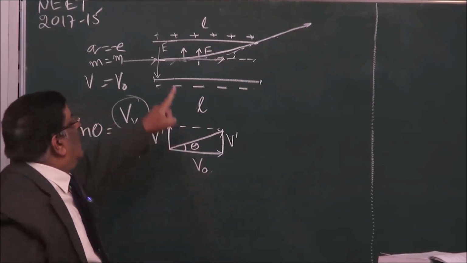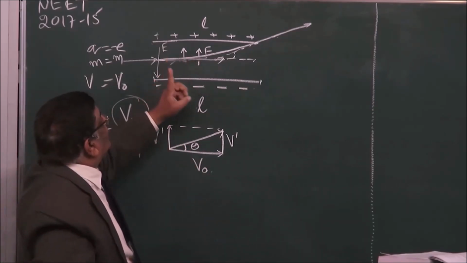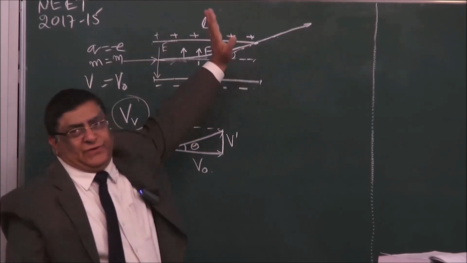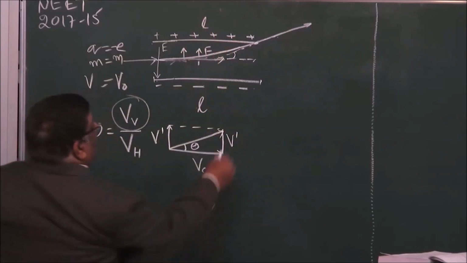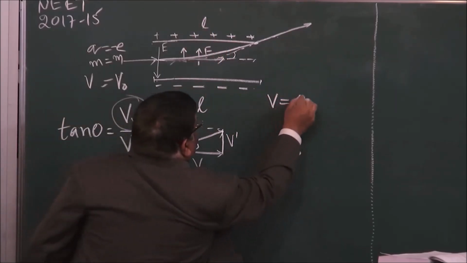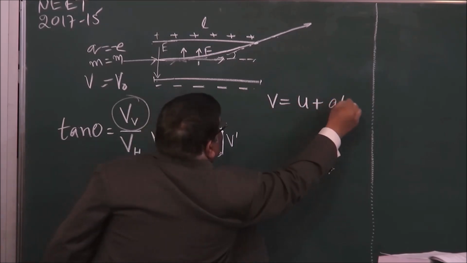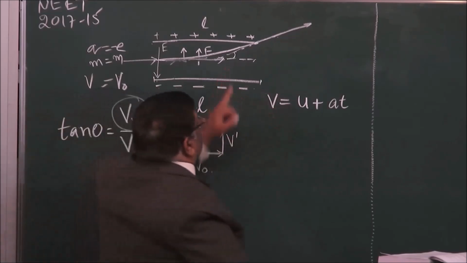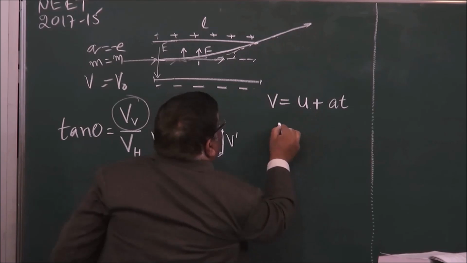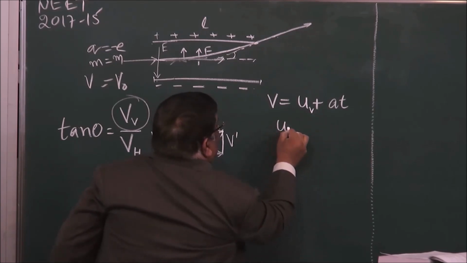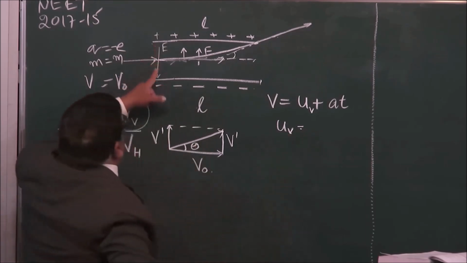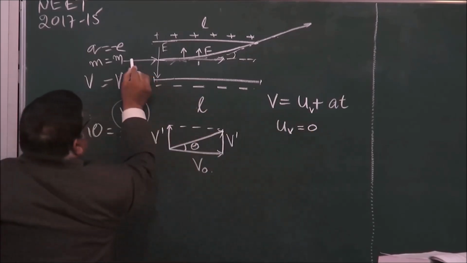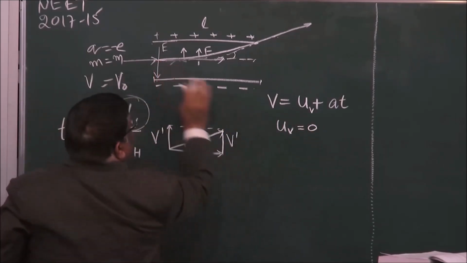This is experiencing an acceleration in the upward direction. Then what is the change in velocity? The final velocity v is always equal to u plus at. Do we know the initial velocity in the vertical direction? Initial velocity in the vertical direction was not there, so its value was 0, because all the velocity was horizontal. So u vertical was 0.